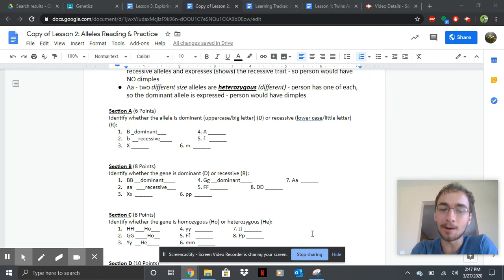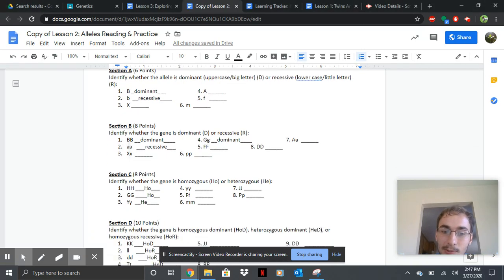Right now, I just had to cut off in the middle of my answers. So if you remember, capital letter, dominant, lowercase, recessive. To have a recessive trait, like green eyes, blue eyes, you need to have 2 lowercase letters. So to do section B, if you ever see capital, it's going to be dominant. If you have both lowercase letters, then it's going to be recessive. That's how you do this one.